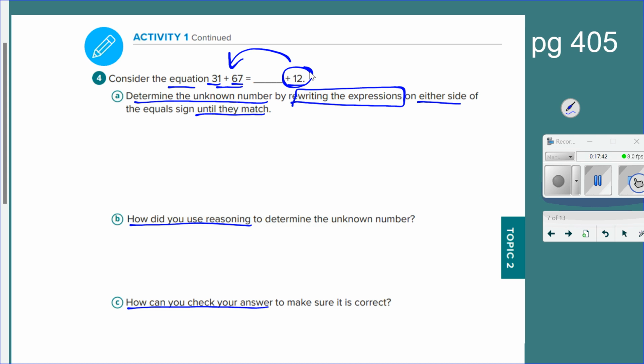So I rewrite anything I haven't done. So it's 31. To get to 67, I'm going to do 55 plus 12. Everybody agree that 55 plus 12 is 67? Yeah. So we've got the same piece now, right? I now have a plus 12 on both sides, don't I?